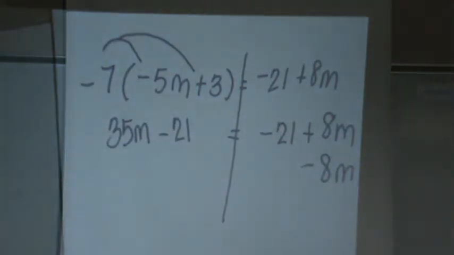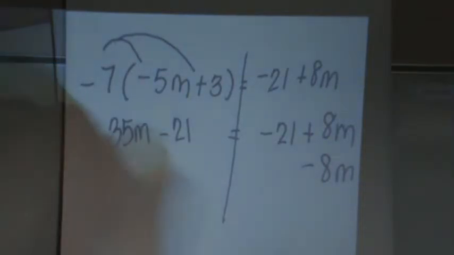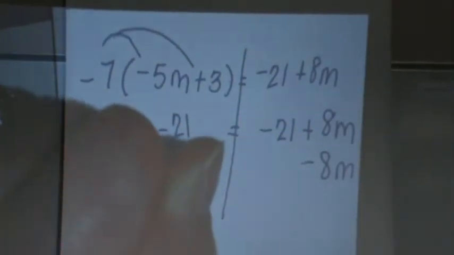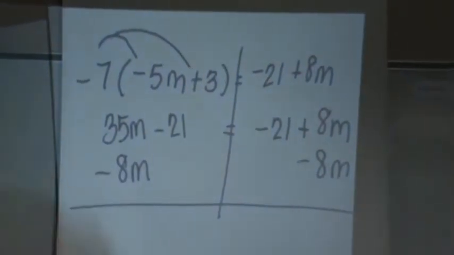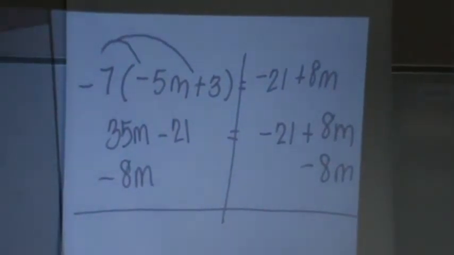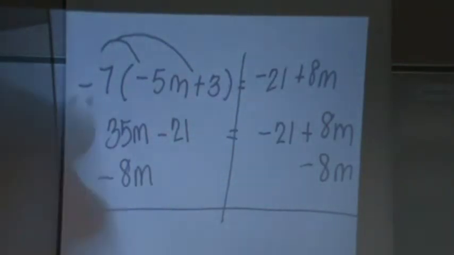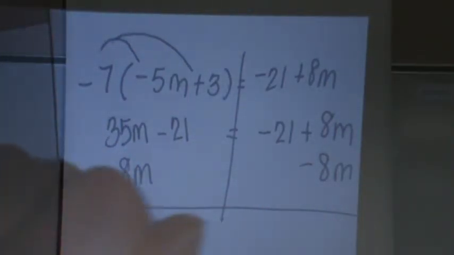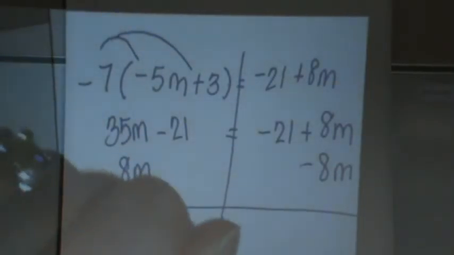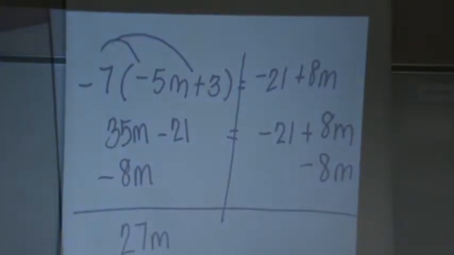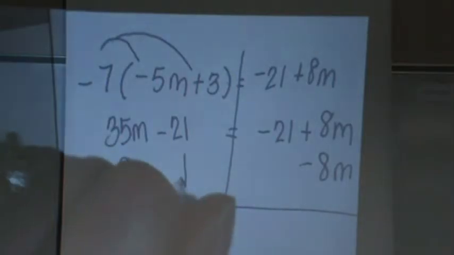Where am I gonna put it on the left-hand side? Under the 35m or under the minus 21? Under 35m. Very good. What is 35m minus 8m? Well, positive 27 or negative 27? Good. Positive 27m. Did I do anything with the minus 21? Nope, so we're just bringing it down.